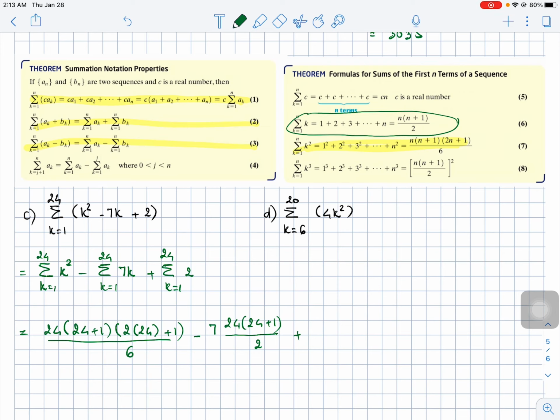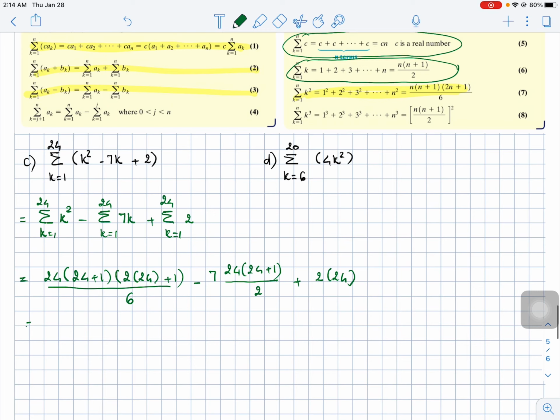And for the last one, we just have a number. We will use property number 5. We will have c times n. So c is a constant. The constant that we have in this case is 2 and n is 24. We simplify this, we will have 4900 for the first one, minus 2100 for the second one, plus 48. And we get the final answer, 2848.